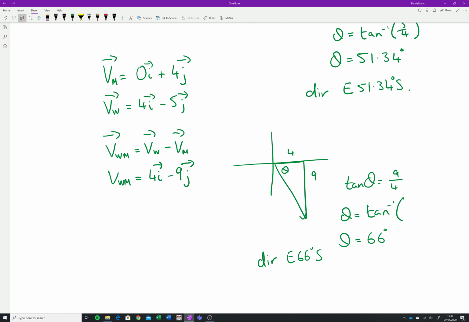Now, what did they say? In which direction would the wind appear to blow? I think we would get away with just saying that. It appears to be blowing in that direction, as opposed to where it's coming from. You could work out where it's coming from and work out that angle, which would be easy enough to do. I'll just pause it there.